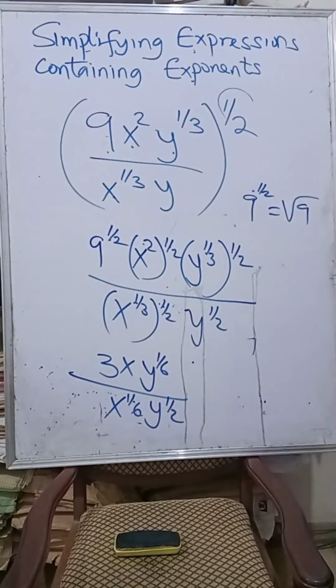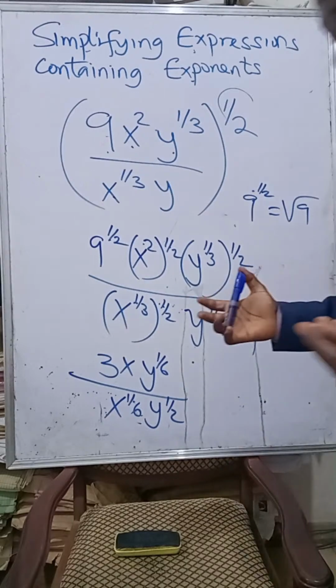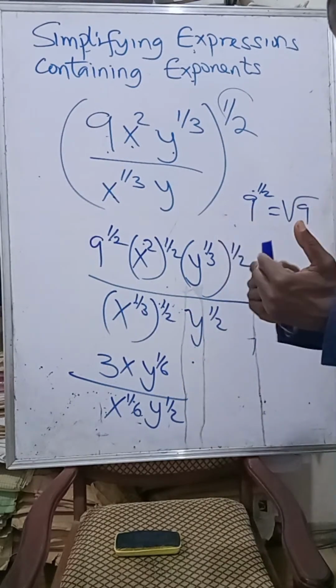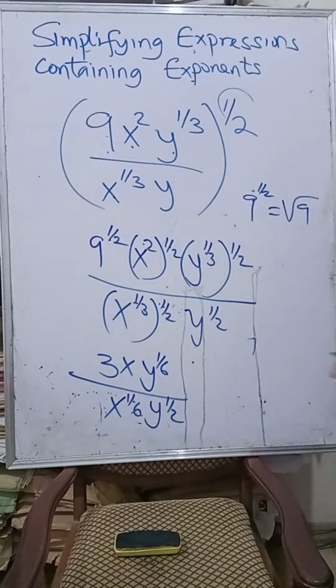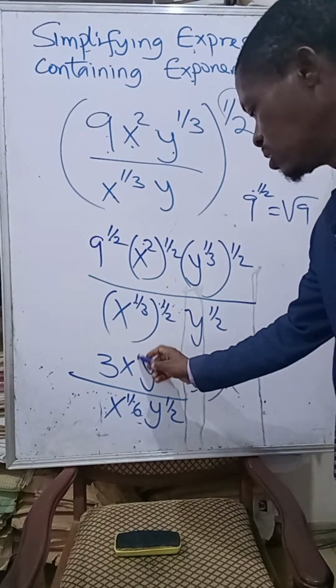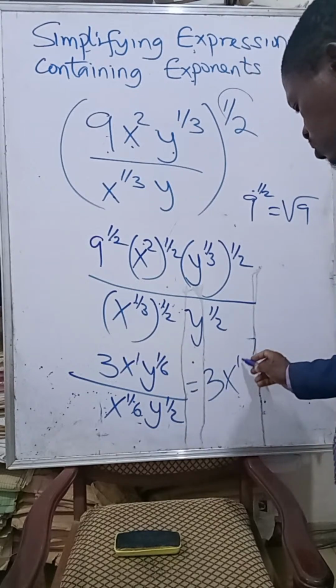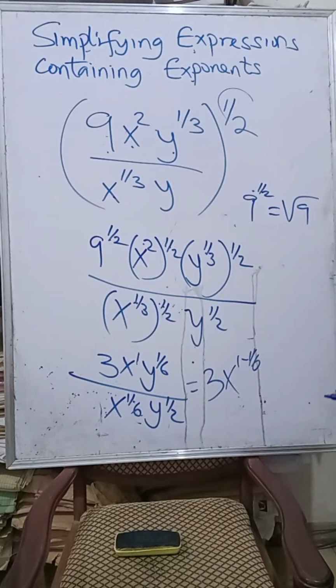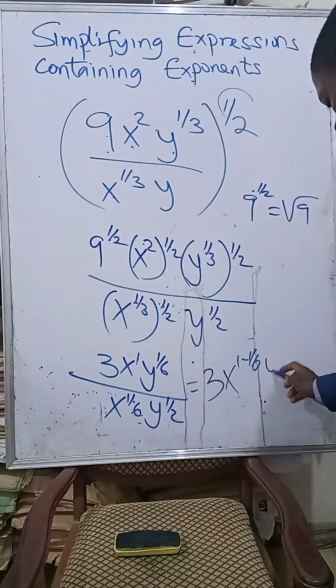No. We need to apply the rules of exponents. Okay, you are dividing, the bases are the same. You pick one of the bases and then you subtract the power. That will be equal to 3, and this one is having power 1 minus 1 over 6. And then for the y also, y to the 1 over 6 minus 1 over 2.